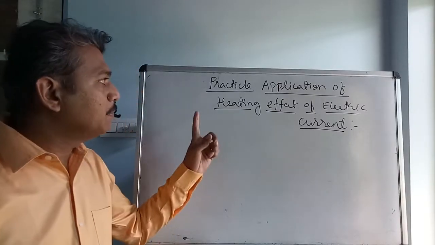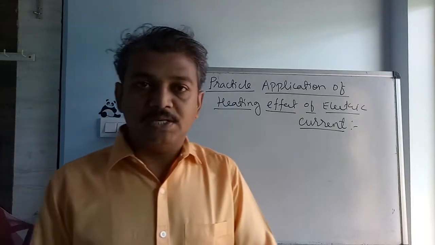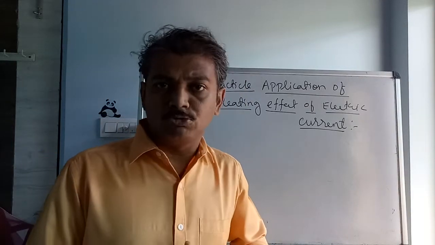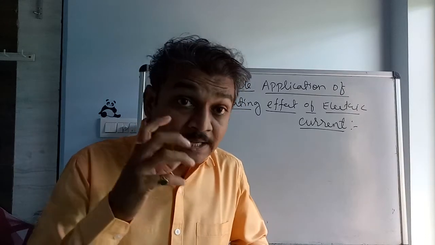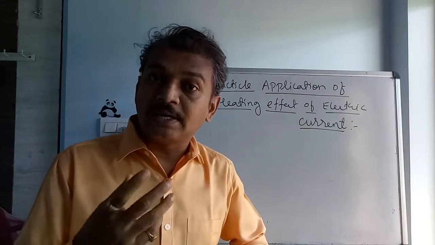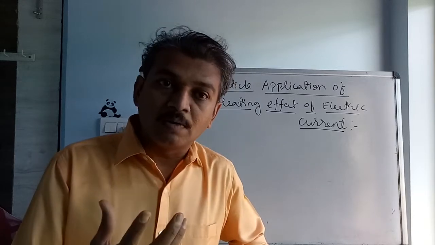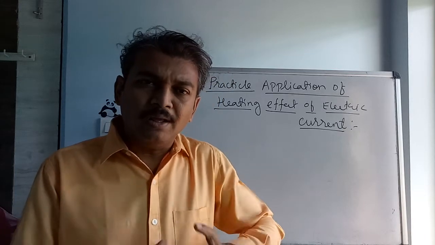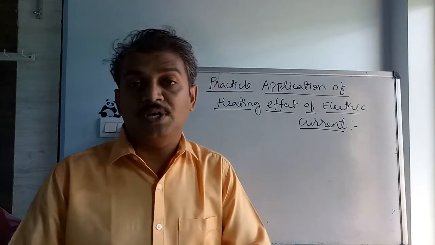Next topic is practical application of heating effect of electric current. Just now we have seen the heating effect, so now where is this heating effect used? We have various apparatus where we utilize the electricity heating effect. For example, an electric laundry iron, an electric kettle in which we make tea, then toaster, electric oven, geyser. There are n number of room heaters, n number of apparatus where we use this heating effect.